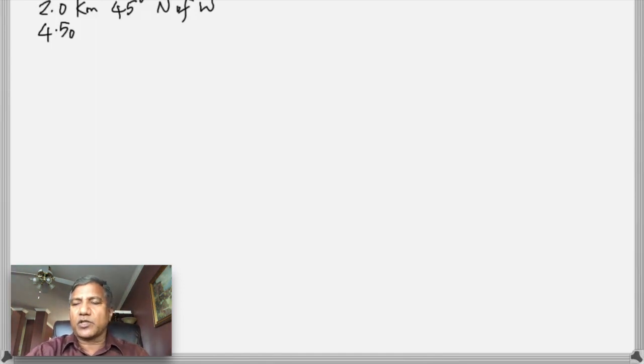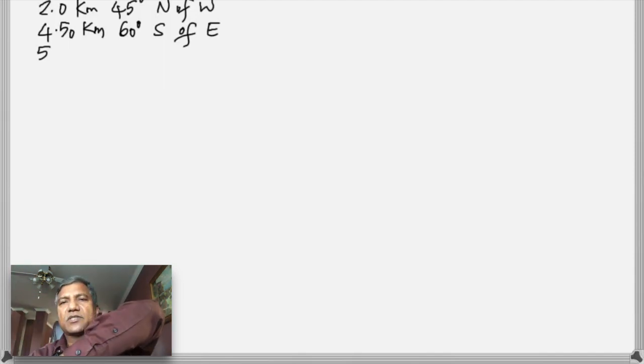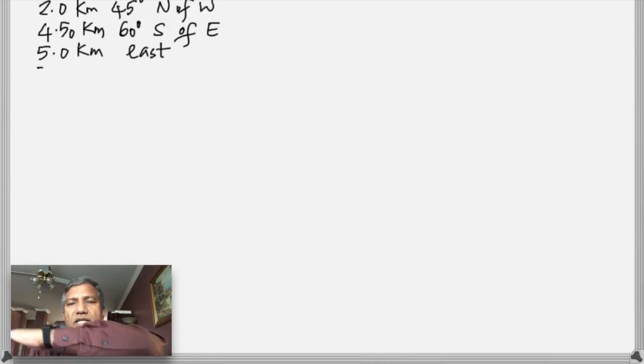So that's what the person does first, and then walks 4.5 kilometers, 60 degrees south of east. Now what is south of east? So you start from the east, which is to your right, and then move 60 degrees to the south. Start from the east and move 60 degrees to the south. And then the person goes 5 kilometers straight east, just like that.